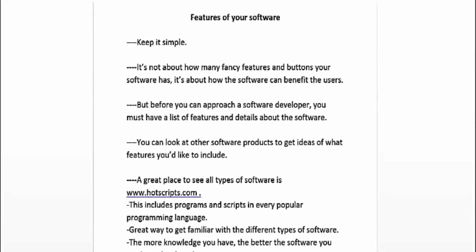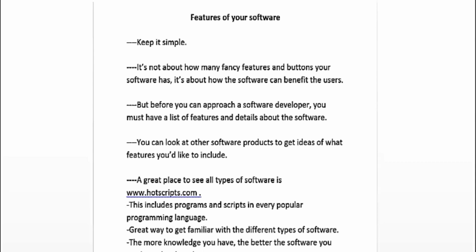Alright, so let's talk about coming up with a list of features and details of what your software is going to include. You got to remember to keep it simple though, because it's not about how many fancy features and buttons that your software has. It's about how the software can benefit the user. Because sometimes it's the most simple software that can become a best selling product. But before you can approach a software developer, you must have a list of features and details about the software product you plan to create.